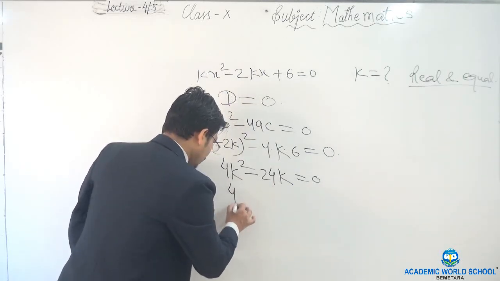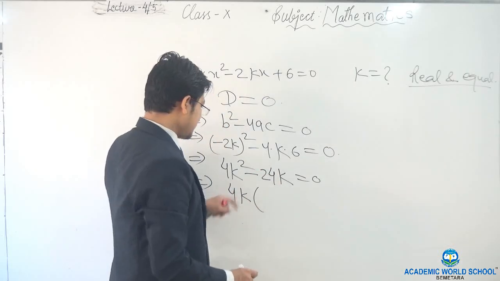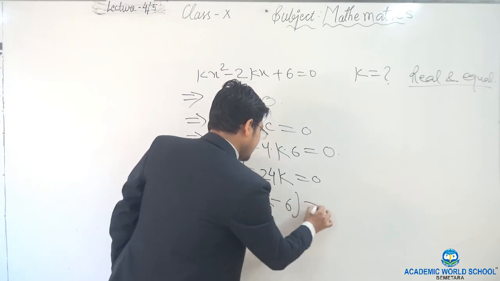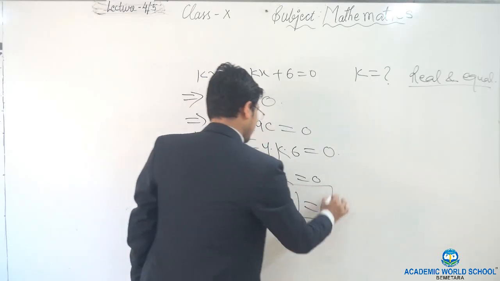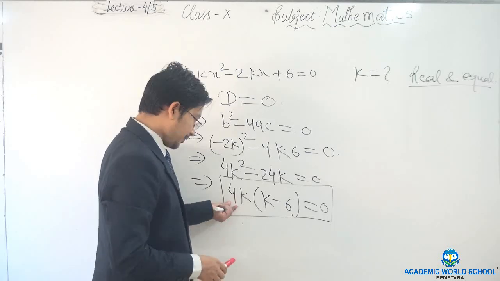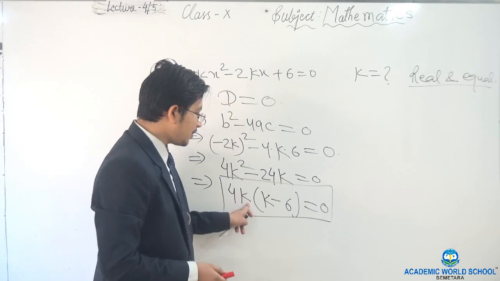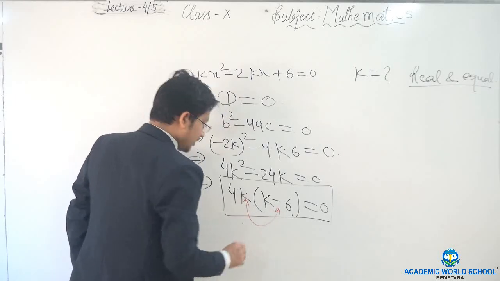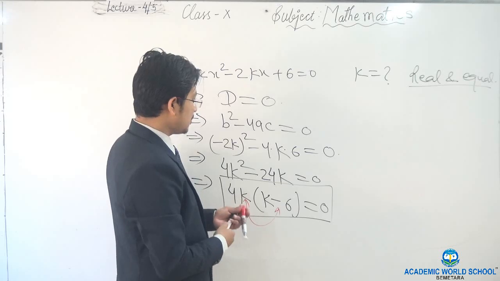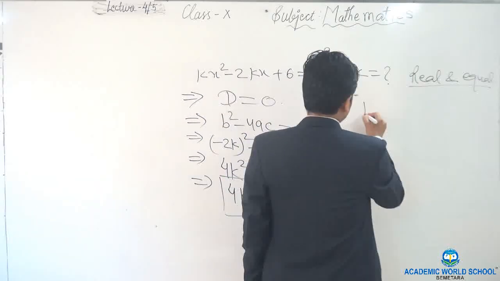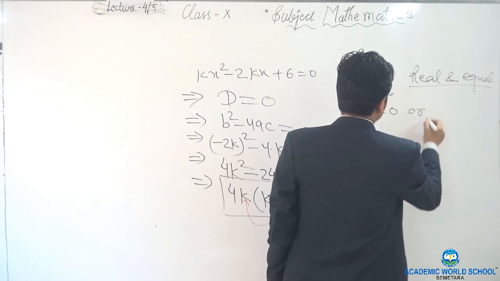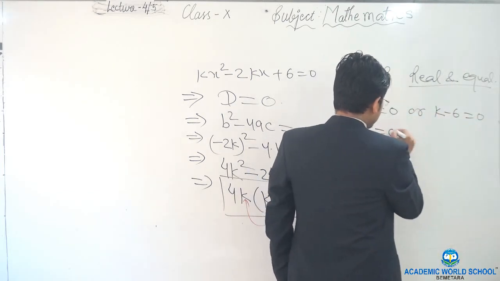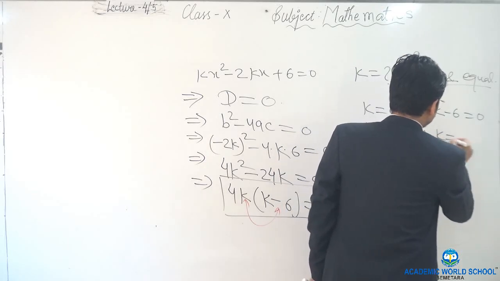Okay, so now we can take 4 and k common in both the terms. So we can take 4k outside. So what is left here? k minus 6 is equal to 0. This is the product of 4k into k minus 6. So k is 0 or k minus 6 is equal to 0. So k is equal to 0 or k is equal to 6.